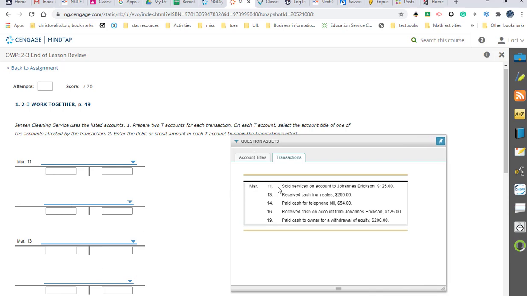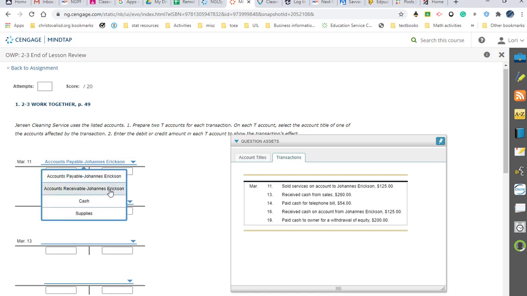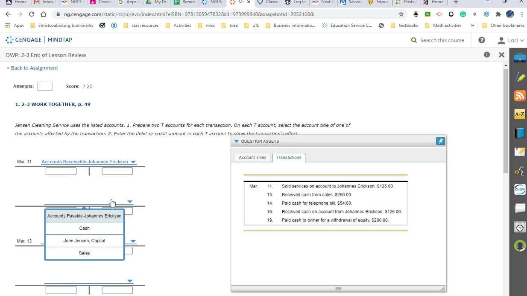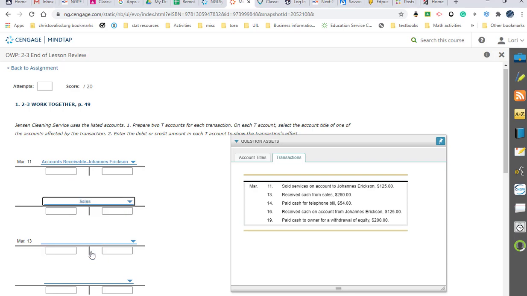Okay, so on March 11th, we sold services on account to Joanne Eckerson. So the two accounts, we have our services account, which is our revenue account, going to increase, and we have our accounts receivable for Joanne Eckerson going to increase. That accounts receivable is an asset, so it increases on the debit side. So I'll list that first. It's accounts receivable. And then we are also going to have our sales account, where the sold services is going to go. The debit is going to be 125 on the left and the credit of 125 on the right under sales.